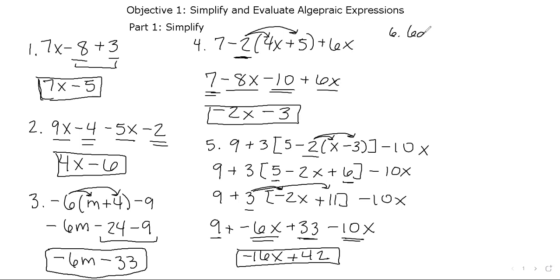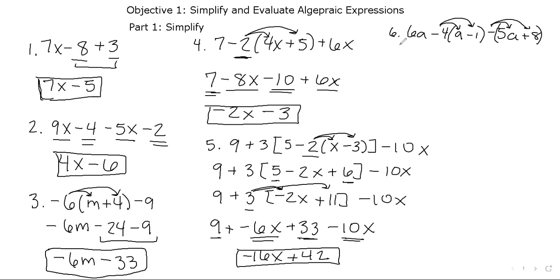For number 6, we got 6a minus 4 times a minus 1 minus 5a plus 8, okay? For this problem, it's important to notice that outside of this group, we have a negative sign, all right? That means that the same way we have to distribute this -4, we need to distribute this negative. So it's like a -1, okay?